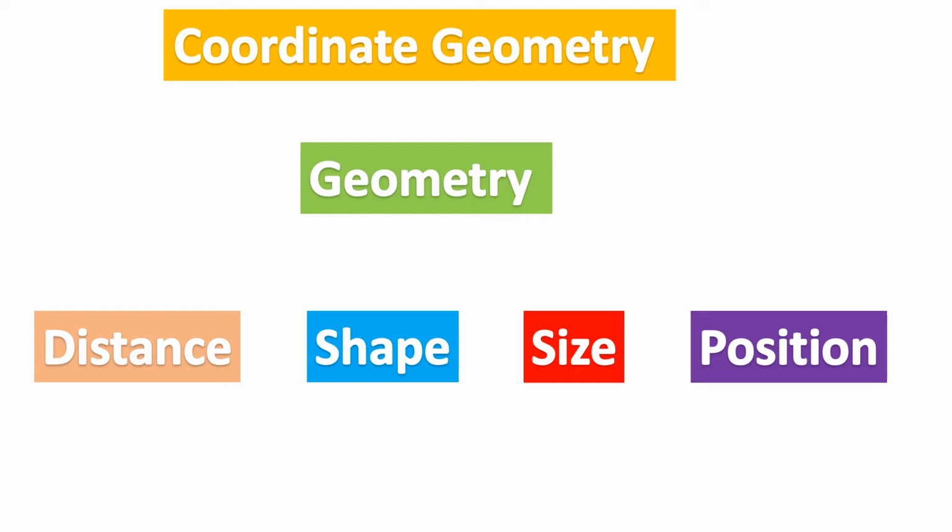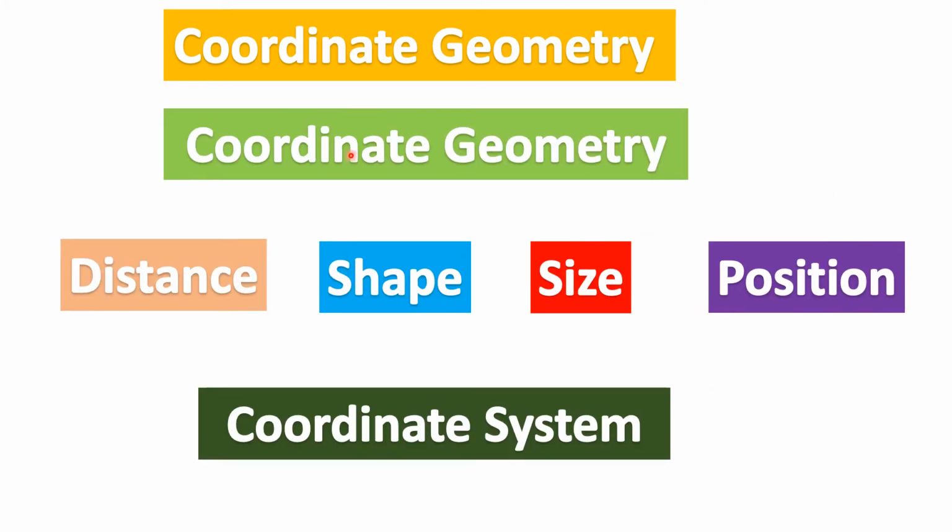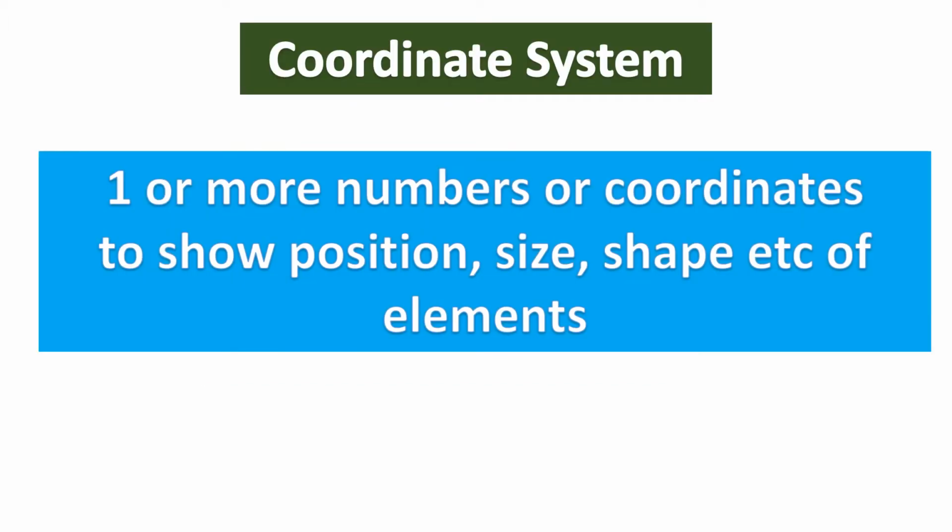Now, what is coordinate geometry? Coordinate geometry means it is the study of distance, shape, size and position by using the coordinate system. So what is this coordinate system? We're going to study that deeply in this chapter. So let's start with our chapter. A coordinate system is a system in which we use one or more numbers or coordinates to show the position, size, shape, etc. of elements.